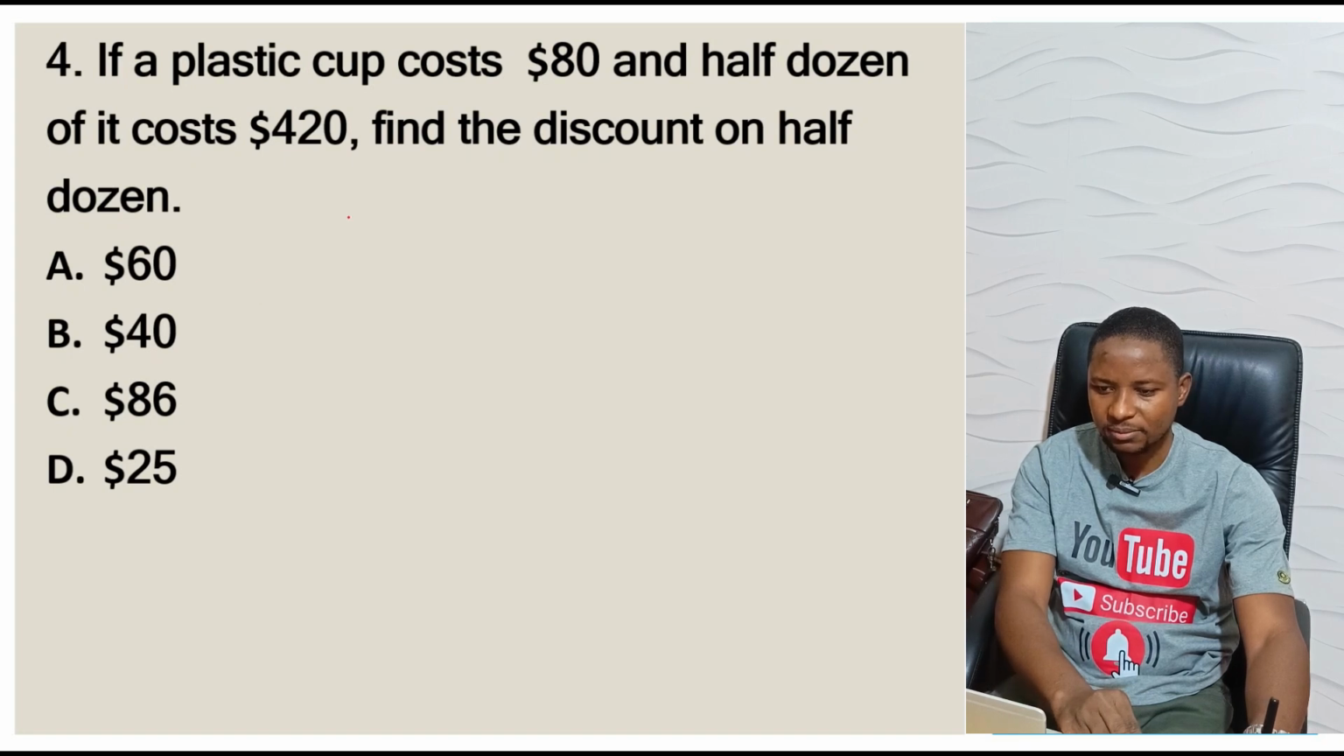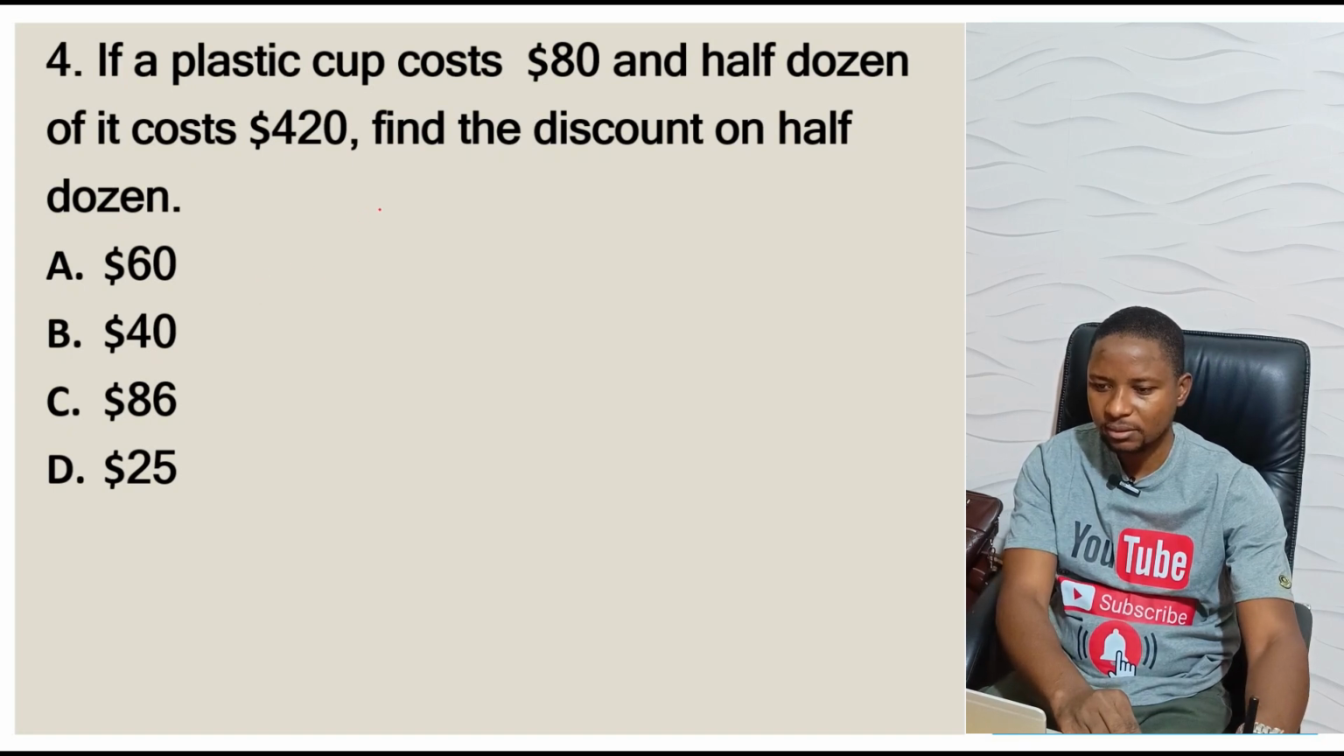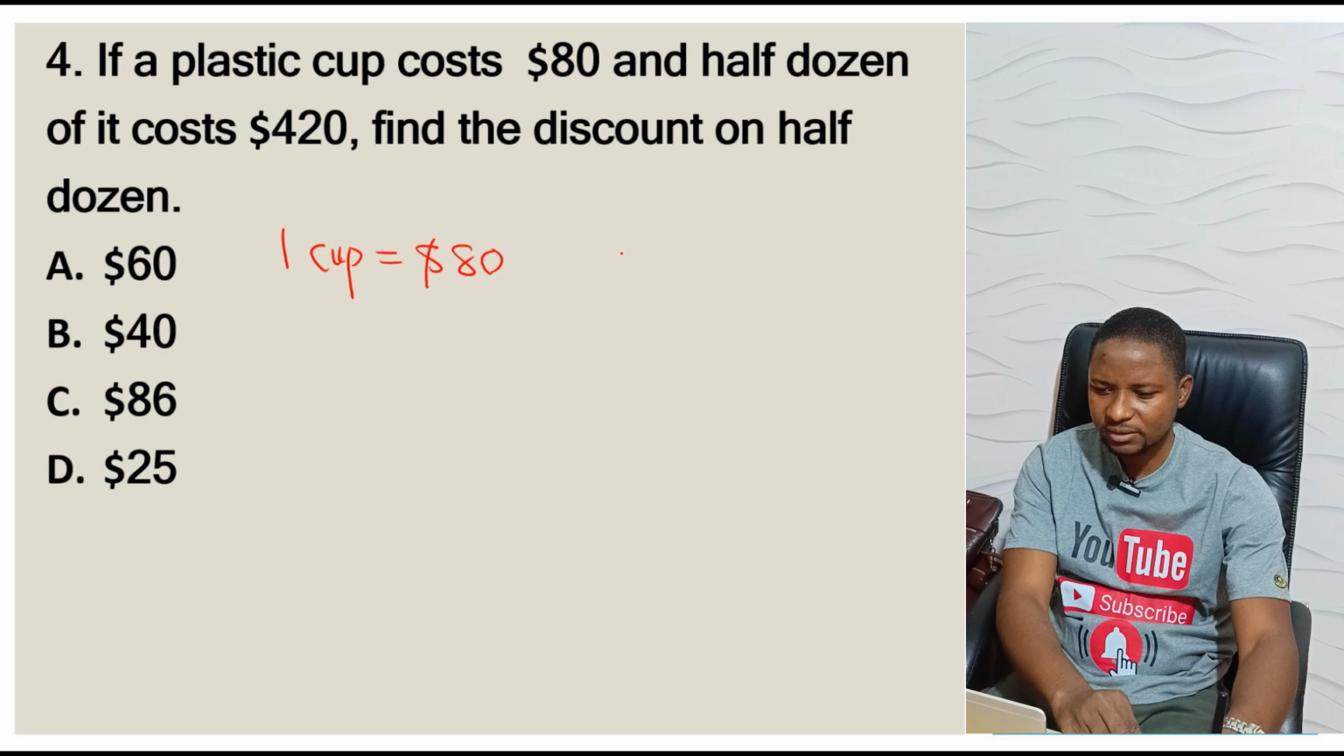If a plastic cup costs $80, so you have 1 cup and that costs $80, and half dozen, since a dozen is 12, half is what? 6 cups, cost $420. Find the discount on half dozen.